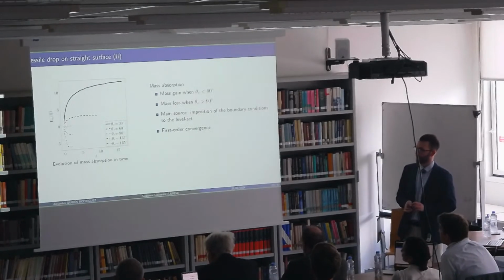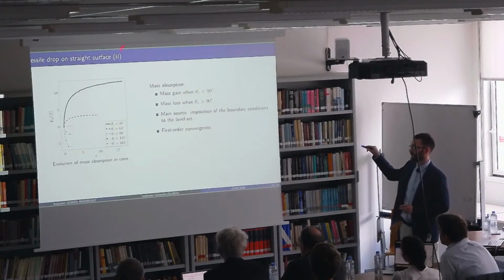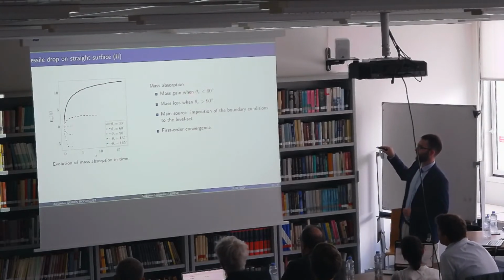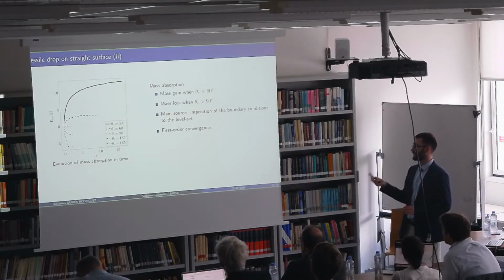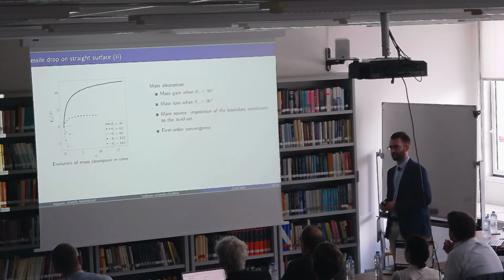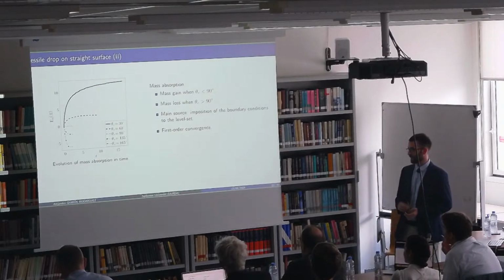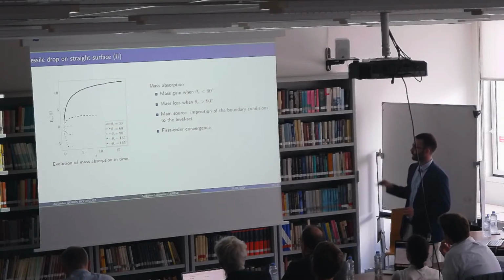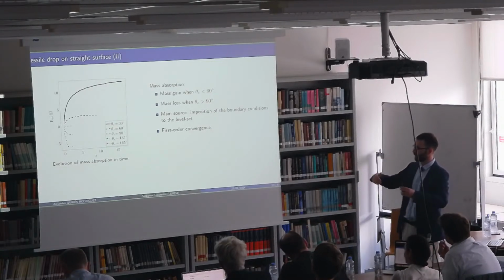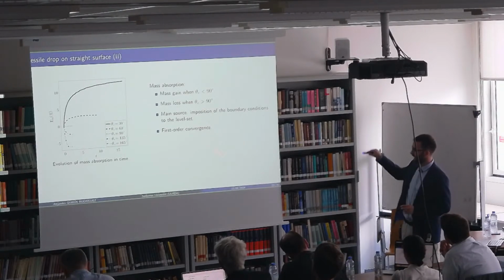Now I'm showing you the evolution of the mass of the drop for different contact angles, and we can see that for contact angles smaller than 90 degrees, we always have a mass gain, and for contact angles larger than 90 degrees, we always have mass loss. As I said, the Cartesian cut-cell method that we are developing is conservative, but the problem is that the level set method is not. We verified the main source of this mass loss and gain, and we checked that it was due to the imposition of the boundary conditions on the level set to impose the different contact angles, and we verified that we had first-order convergence, as we would expect if this was the case.